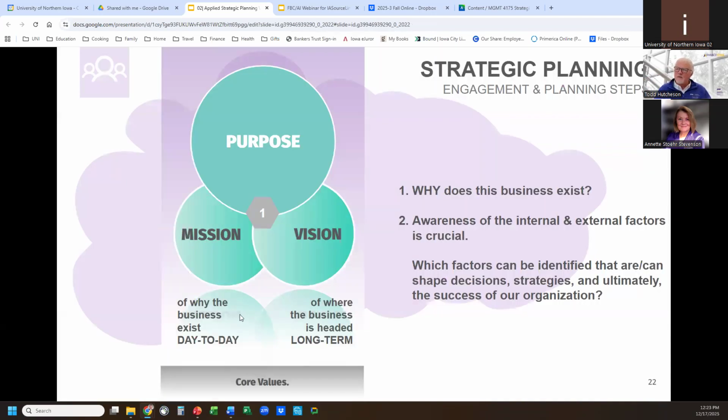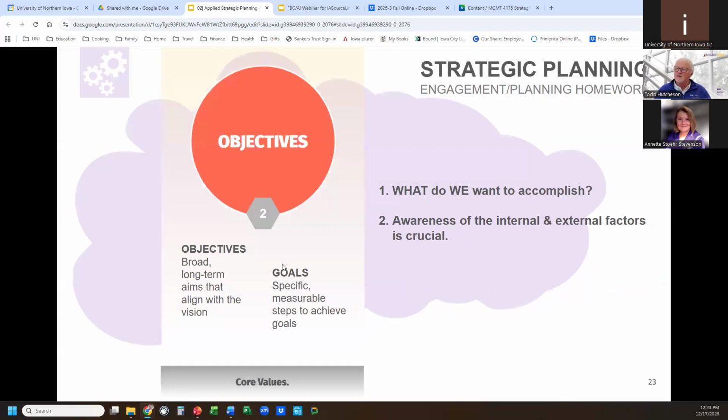I'm going to hit these really quick, but again, purpose. Why do we exist? Most organizations exist for a reason. Question is what is that reason? And then that understanding that purple cloud is important. What do we want to accomplish? Objectives. So broad, long-term aims, and then down into those SMART goals, specific and measurable goals. What do we really hope to accomplish? So who are we? What's our purpose? And then what do we hope to accomplish?